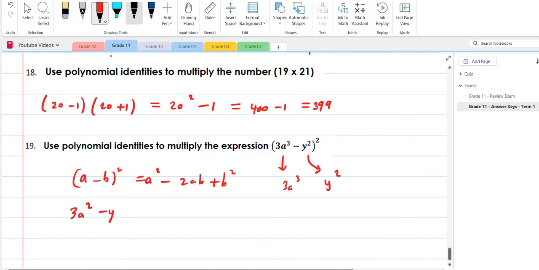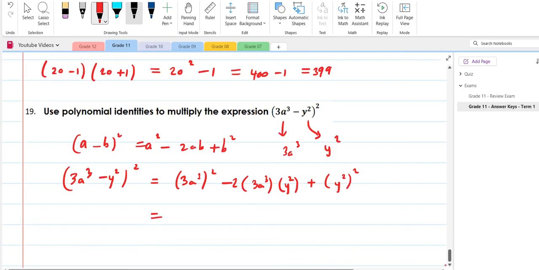So (3a cubed minus y squared) squared. Applying it into this formula, you're going to have 3a cubed squared. The last term is y squared squared. The middle term is 3a cubed with a minus 2 and y squared here.